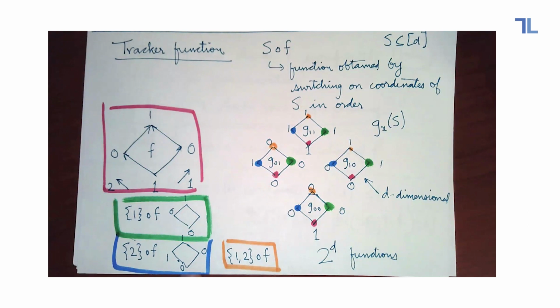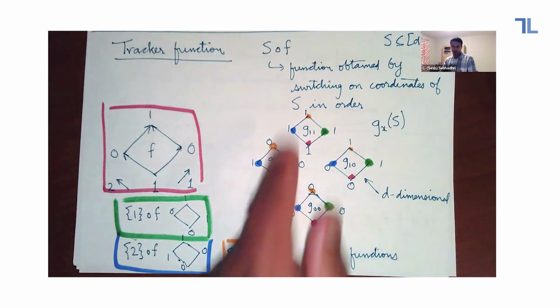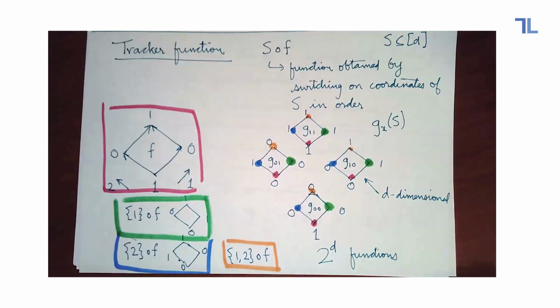So fix the order. You are calling the coordinates 1, 2, 3, 4 up to D. Let's say your subset was the element 2, 4, and 5. What does it mean to switch on the set 2, 4, 5? It means switch on 2, switch on 4, switch on 5. That's what it means.